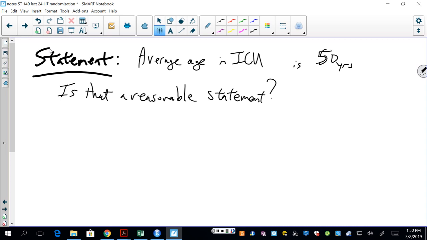So we just want to use data to evaluate this claim. Where did this come from? Maybe an industry report, maybe that's what it was 10 years ago when they did a big study. Maybe some insurance carrier says the average age of the people who it insures is 50. Is it the same as people coming into the ICU, or as that insurance company, or is it different?